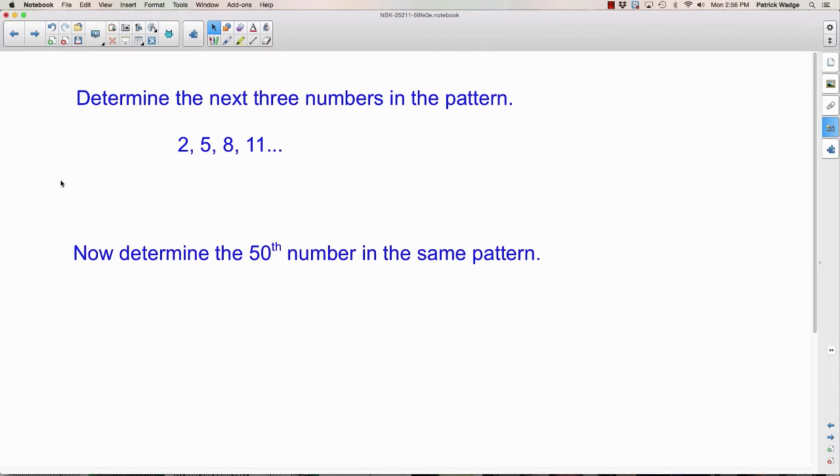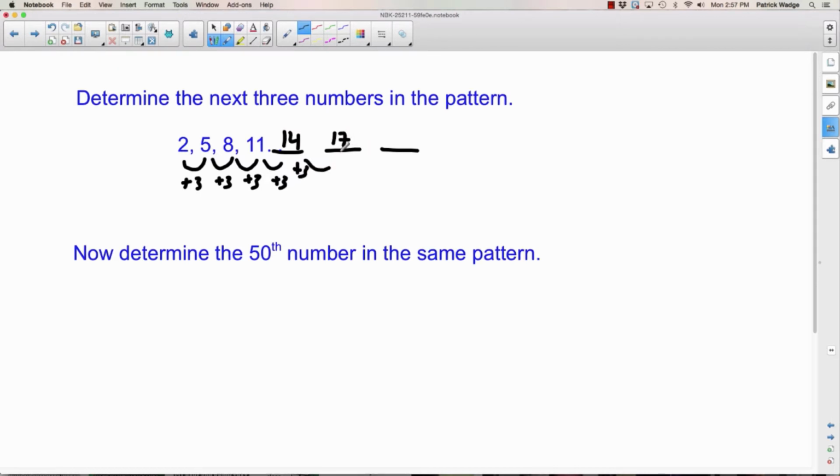So 2, 5, 8, 11, we want to know what are the next three numbers in that pattern. And I'm betting that many of you have already got the answer for what the next 1, 2, 3 numbers are. What did you do to figure it out? You notice that this goes up by 3 and up by 3 and up by 3. Hey, if it continues always going up by 3, we have a pattern. So we're going to go 11 plus 3 and we get 14 for our next number. 14 plus 3 and we get 17 for our next number. 17 plus 3 and we get 20 for our next number. So there's our three answers right there, 14, 17, and 20.